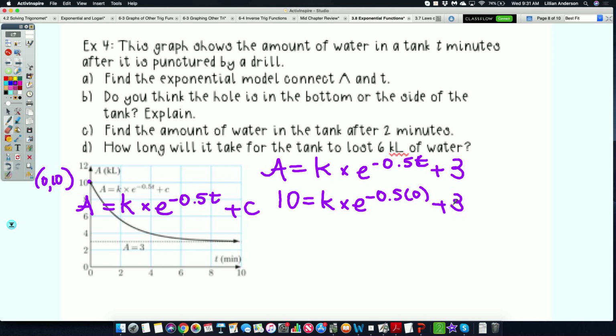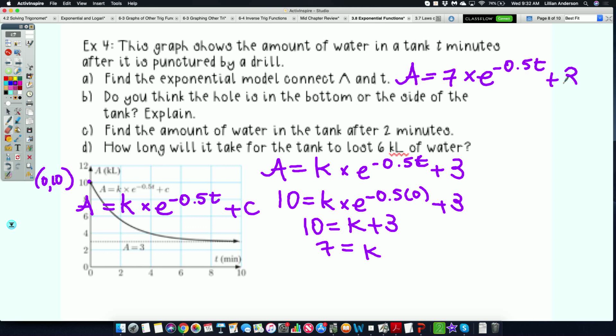What's 0 times negative 0.5? What's E to the 0 power? Anything to the 0 power is always 1. So this whole part goes away, and I'm just left with 10 equals K plus 3. So what's K? 7. K is 7. So again, anytime I'm trying to find a variable in an equation, I use a point from my graph. So my equation is A equals 7 times E to the negative 0.5 T plus 3.